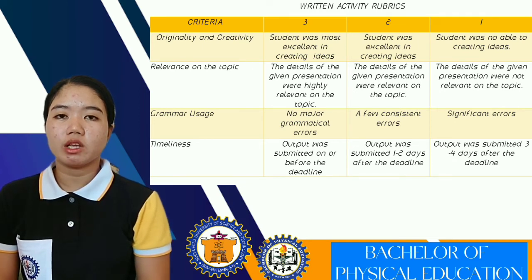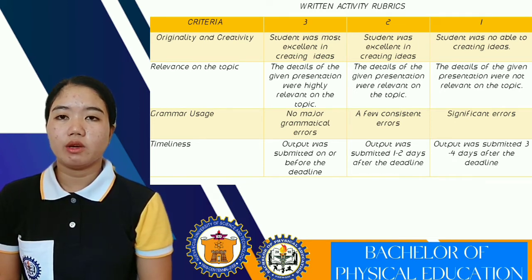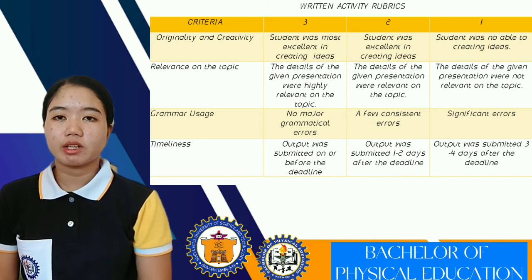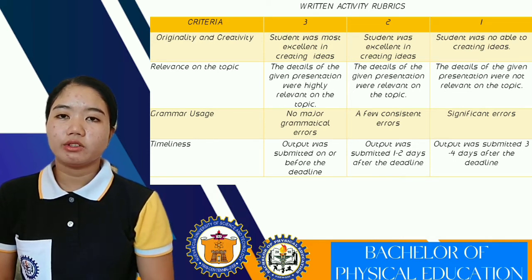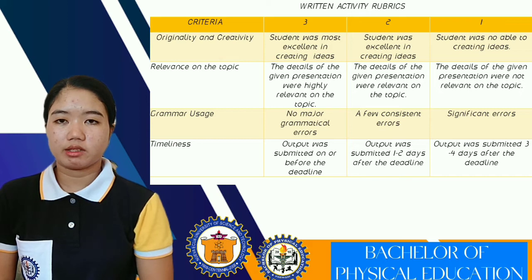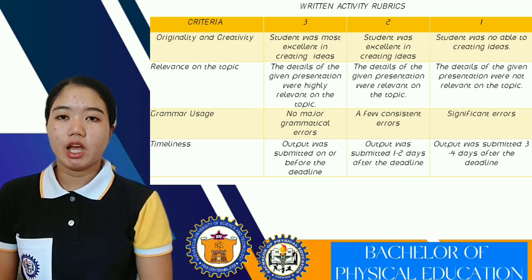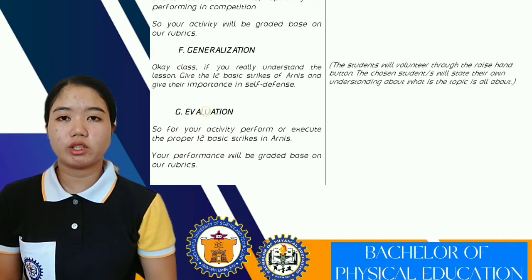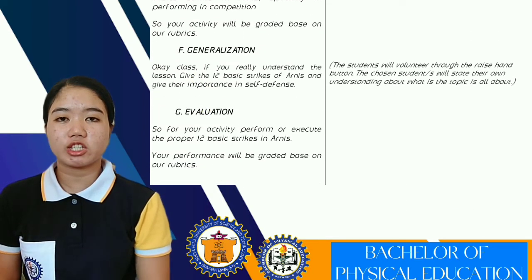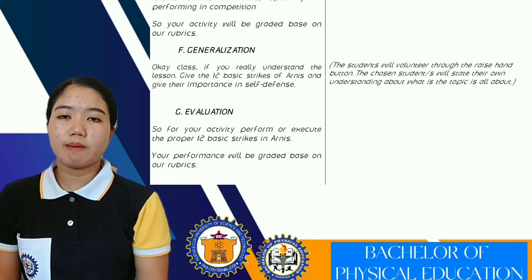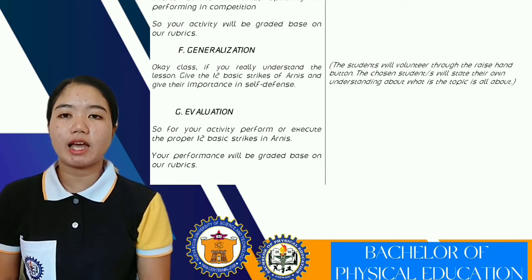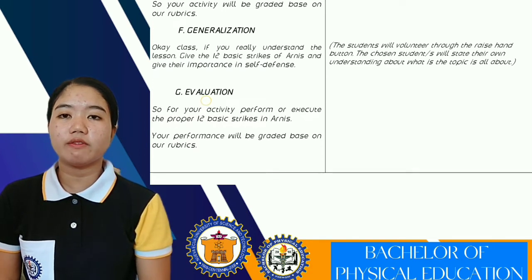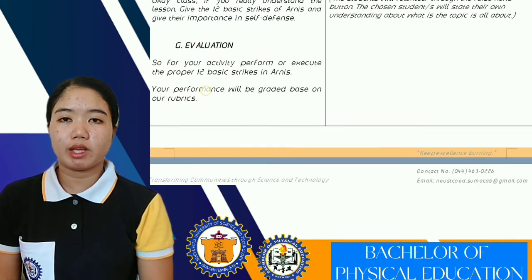Like for example, here are 4 criteria. We have originality, relevance of the topic, grammar usage, and the timeliness. And for the generalization, you can ask some question to the learner if they really understand the topic. Like for example, okay class, if you really understand the lesson, give at least 12 basic strike in Arnis and give their importance in self-defense.